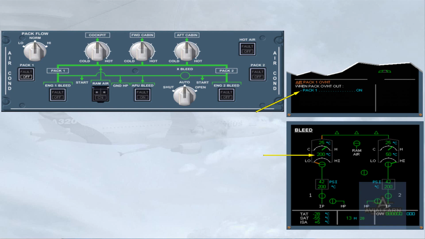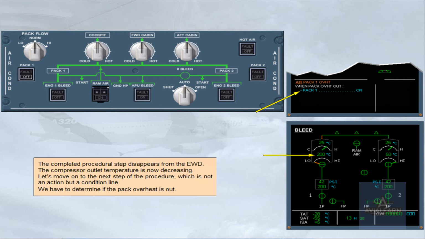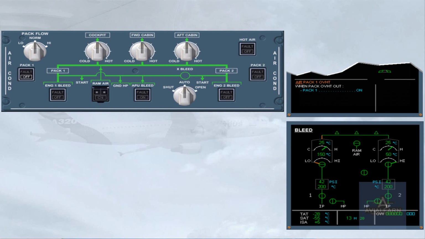Let's move on to the next step of the procedure, which is not an action but a condition line. We have to determine if the pack overheat is out. The fault light in the switch is extinguished, and the compressor outlet temperature indication is green, so we can conclude that the overheat is out.